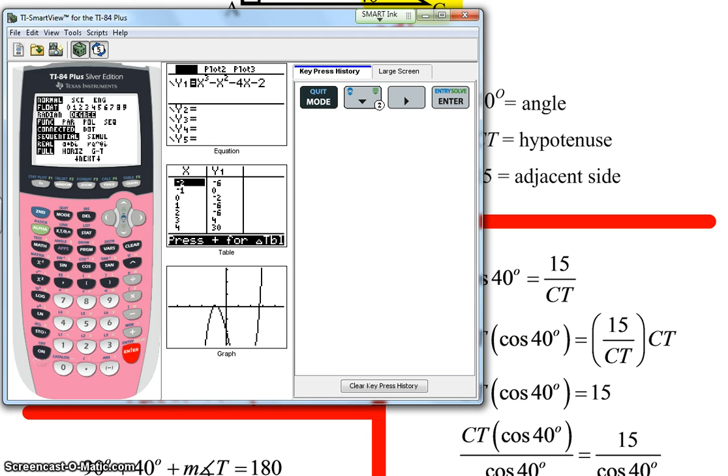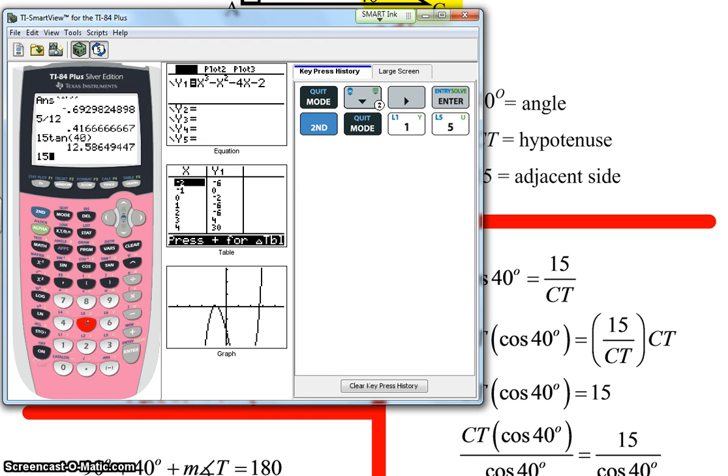Now, to actually solve the problem, we just punch it straight into the calculator: 15, and then we'll hit the tangent key, which is right above the right-hand parenthesis, and then 40, because that was the angle, and then close the parentheses and hit enter. And you can see that we got a side of 12.6 units.